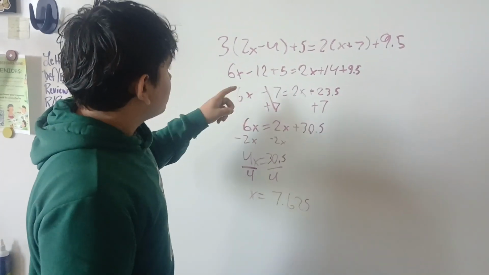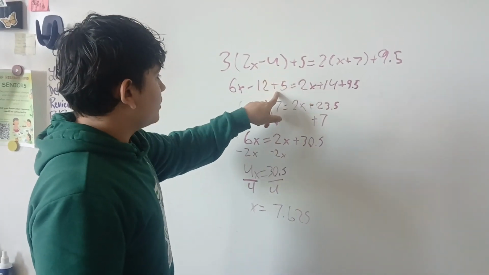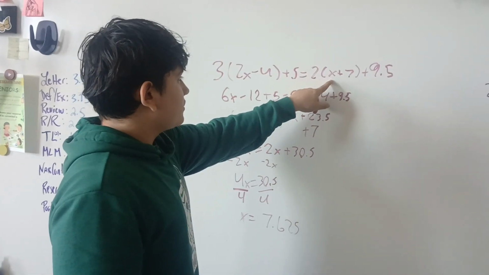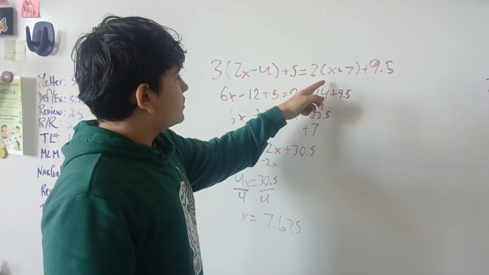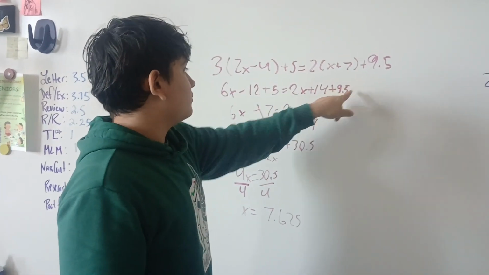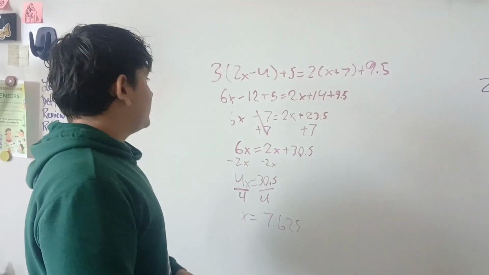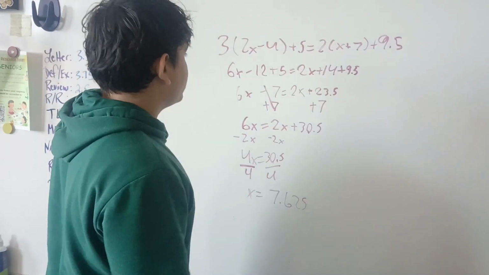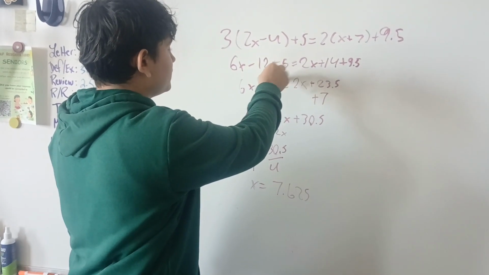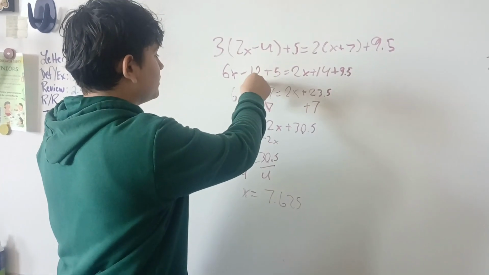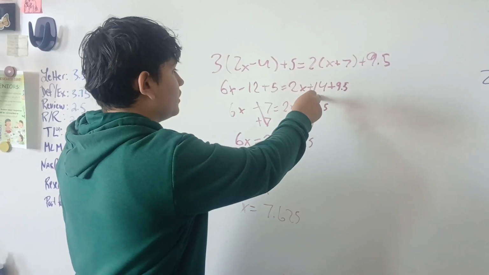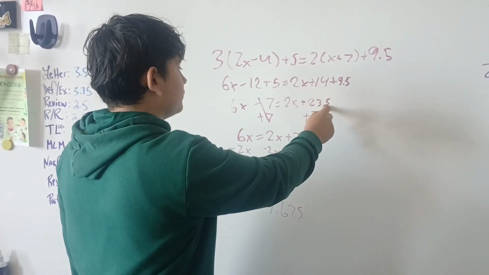So now we just put the plus 5 from right here equals what was inside the parentheses, which was 2x, and then 2 times 7, which would equal 14, and we just get the 0.5 and bring it down right here. And then after that, what we did was add these up, which is negative 12 plus 5. Since this is a higher number, it's still going to stay negative. So it's just negative 7. And then on the other side, we just added these two, which ended up being 23.5.